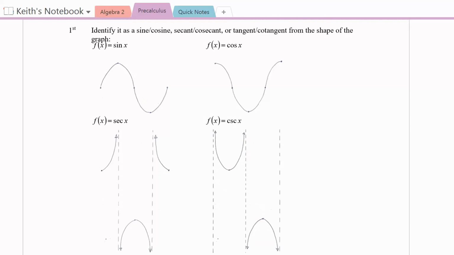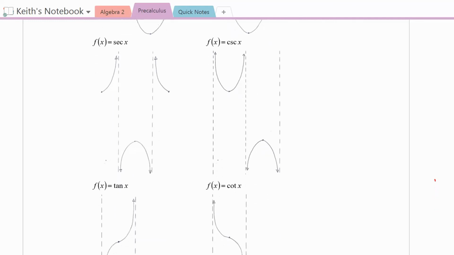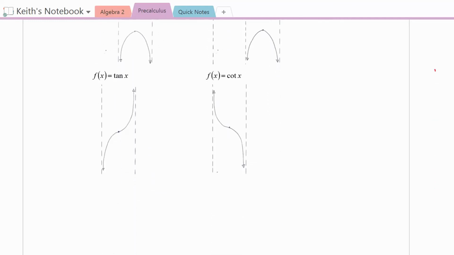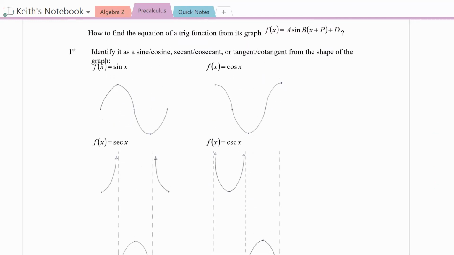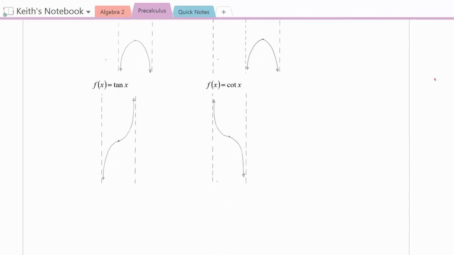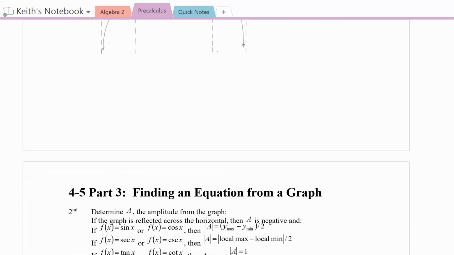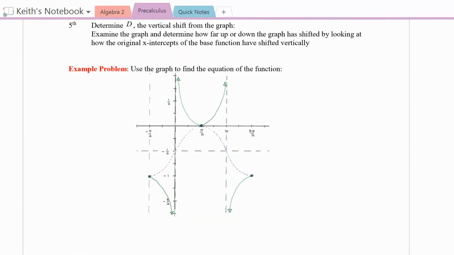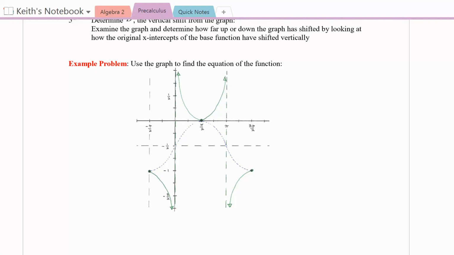Is it a sine and cosine graph? Is it a cosecant, secant graph? Is it a tangent, cotangent graph from the shape? So here in the first part, I've given you the different shapes to look at. If you go down to the bottom here, there's an example of a graph. So the first thing we want to do is identify what kind of graph this is.